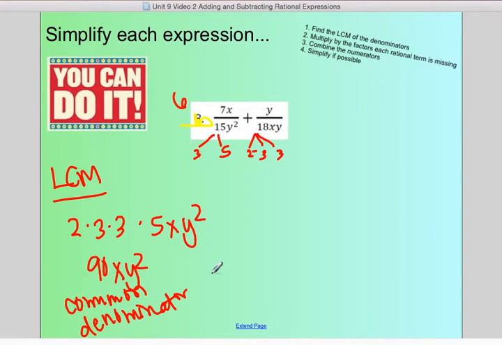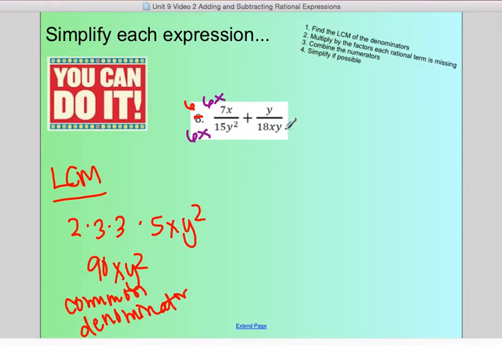Okay, so I'm just going to erase what I have right here so I have enough room. All right, so I need to get 15 to 90. Well, 15 times what gives you 90? 15 times 6. So I multiply by 6 on the top and the bottom. And then I need to have xy squared, so times x.